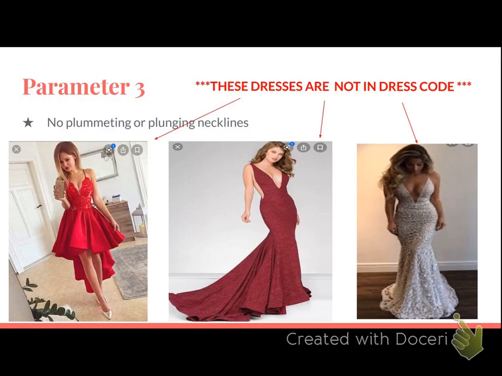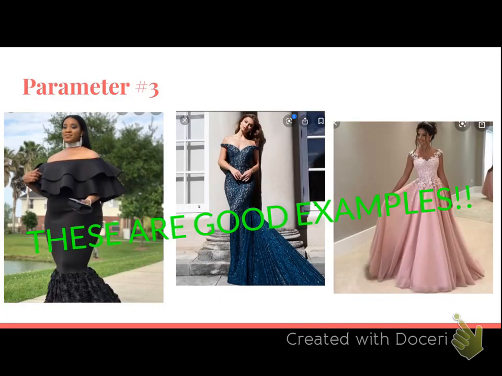Parameter number 3, no plummeting or plunging necklines. All three of these examples are not in dress code. However, if you look at this slide, these are all good examples of having the dress in dress code because they are not plunging necklines.